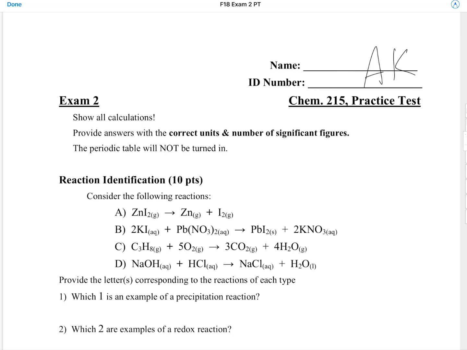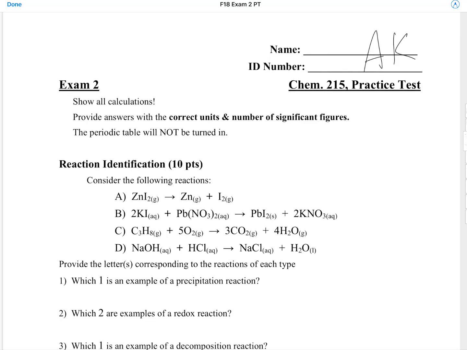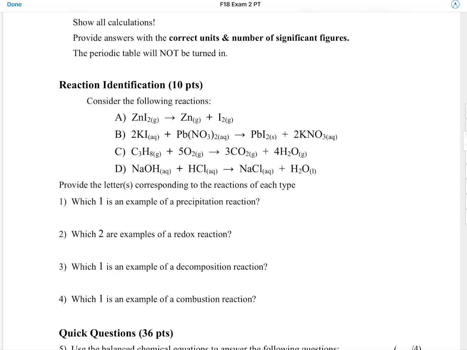So this is the answer key for exam number 2, the practice test. The test starts off with a reaction identification section, which asks you about all these reactions and which one is a precipitation reaction. Remember, in precipitation, we're looking for aqueous going to solid. This is our precipitate. So none of these: this is gases, aqueous, solid. Gases going to gas, aqueous going to liquid. So B is our precipitation reaction.